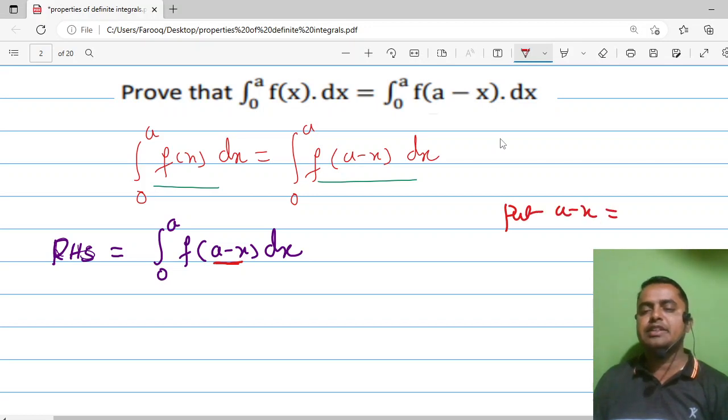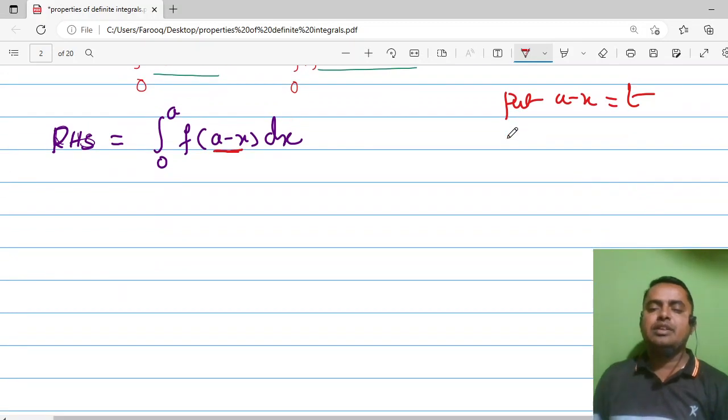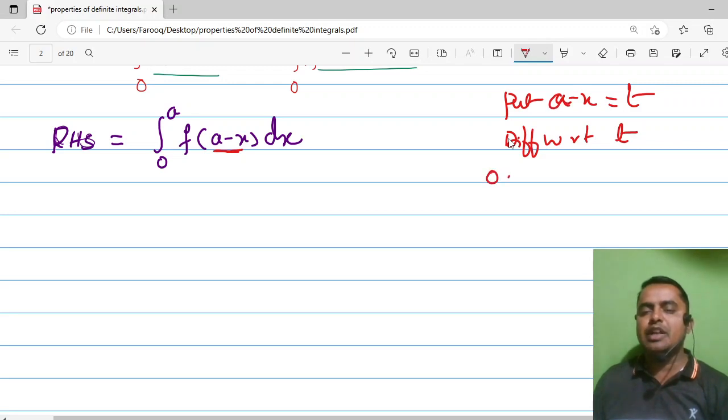put a minus x is equal to t. Now differentiate this with respect to t. Derivative of a is 0. Derivative of x with respect to t means dx by dt. And derivative of t is 1.